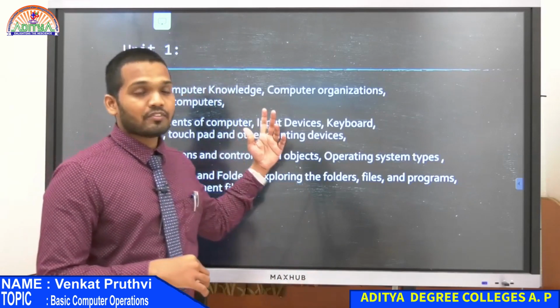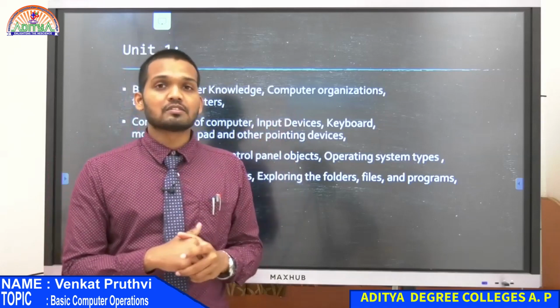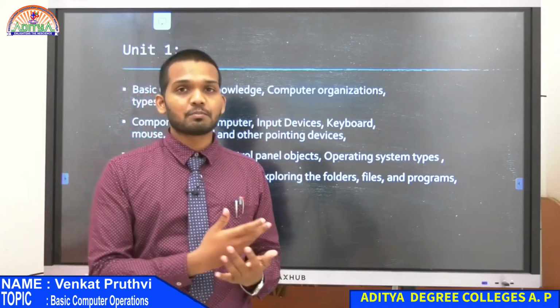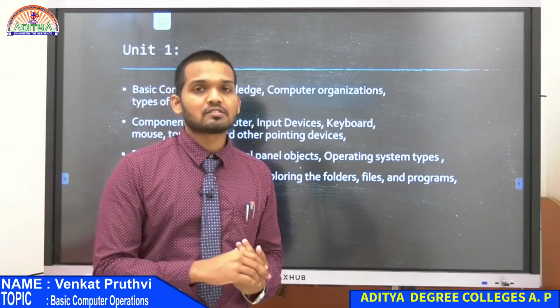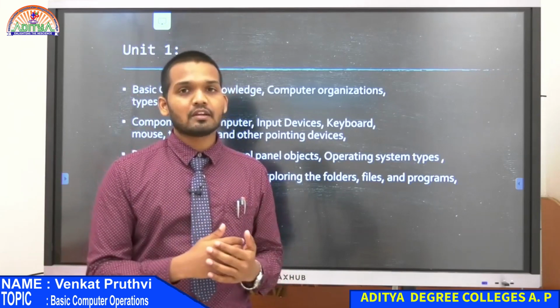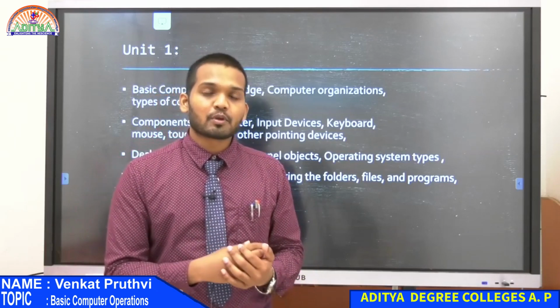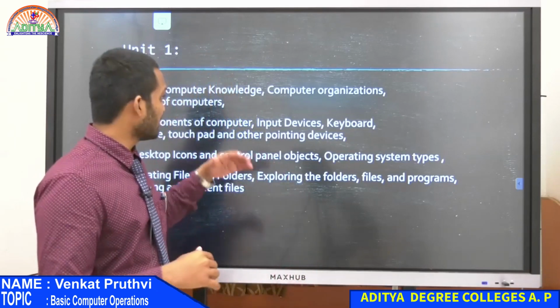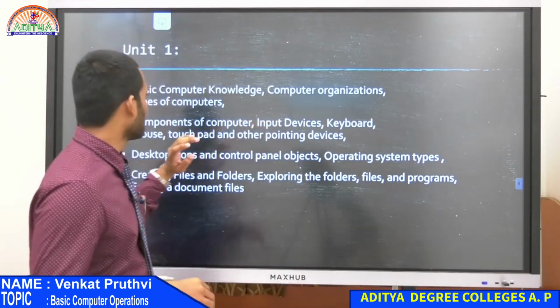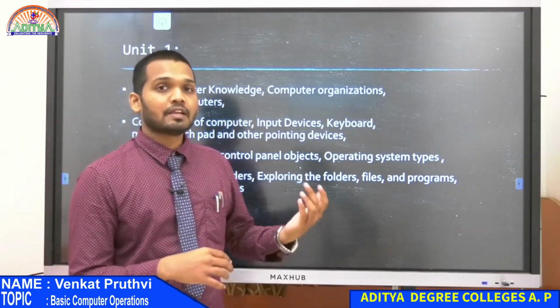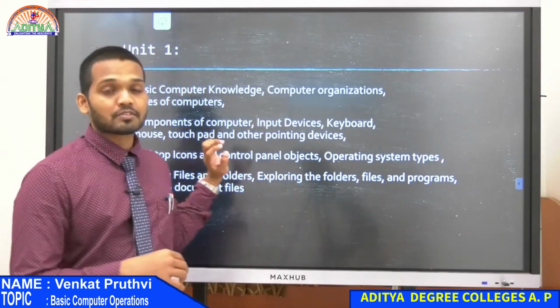And after that, today we'll be discussing computer organization, where we'll discuss the CPU, what the parts inside the CPU are, how they all interact, and how they perform an operation or a task that is provided by the user. That is what we'll be discussing in computer organization. After that, later in this class, we'll be discussing the types of computers.